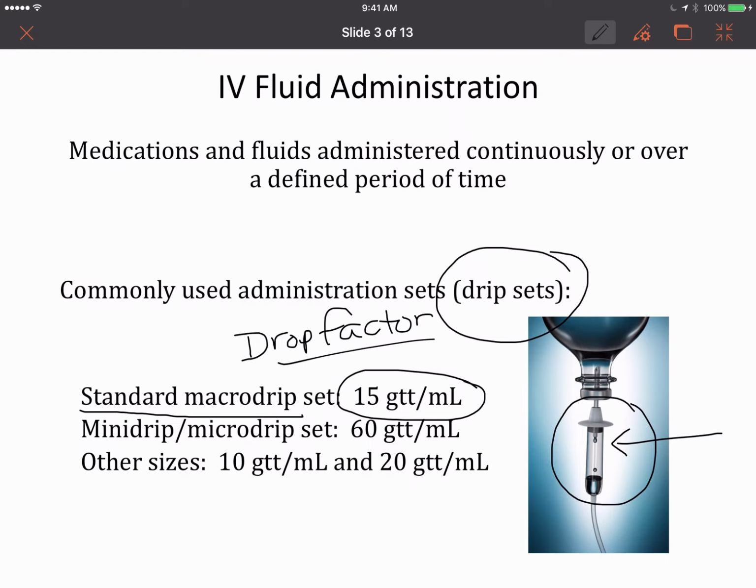You will also see what's called a mini drip or micro drip set used. This delivers smaller drops, so there's more drops per mil, 60 drops per mil. There are other sizes of IV drip sets that give you 10 drops per mil and 20 drops per mil. So you need to know what you're working with in order to calculate fluid drip rates.